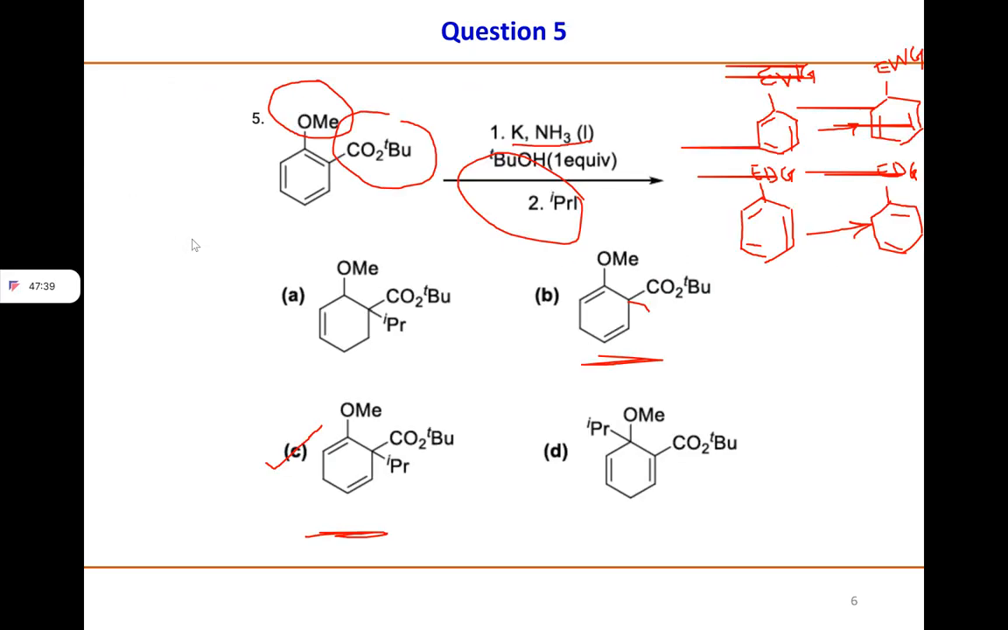Then we discussed question number 5, where we discussed the Birch reduction. In the Birch reduction case, we are getting the double bond here followed by isopropyl substitution, and the correct option is option number C.